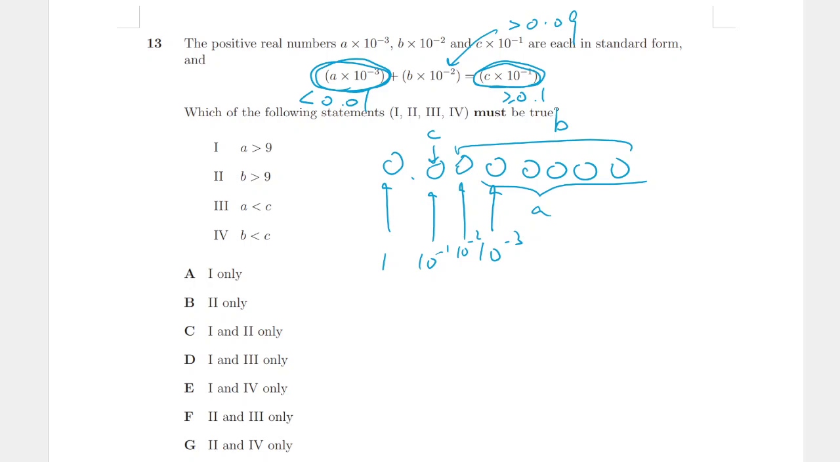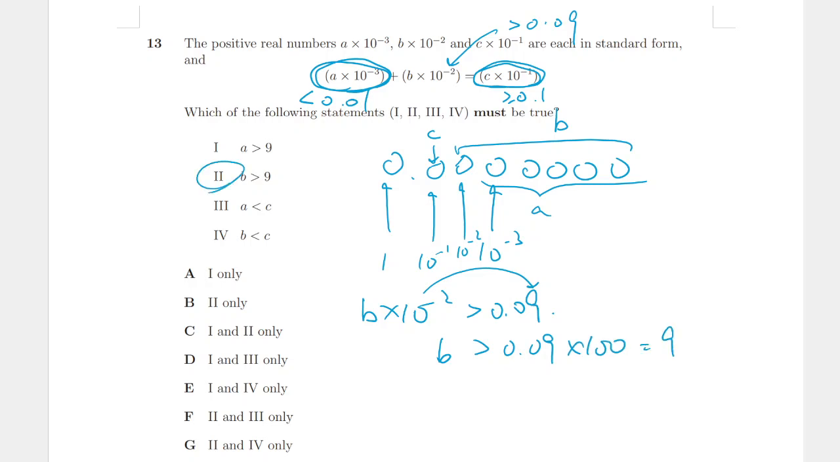Okay, so that means that b times 10 to the minus 2 is greater than 0.09, right? So I take the 10 to the minus 2 to the other side. B is greater than 0.09 times 100. That means that B is greater than 9, right? So that's condition 2.